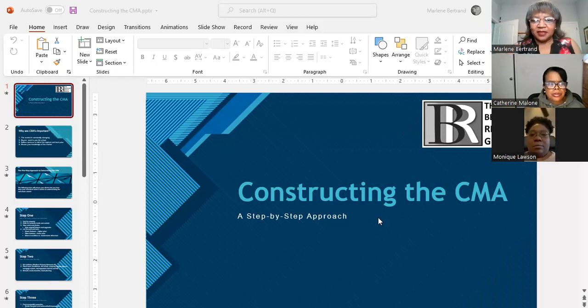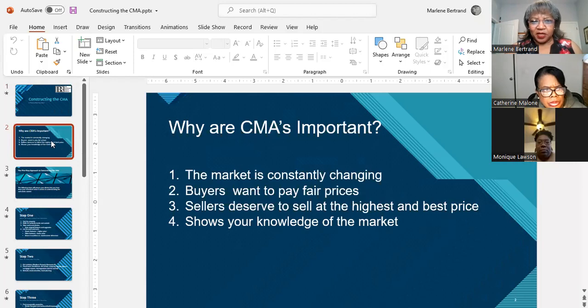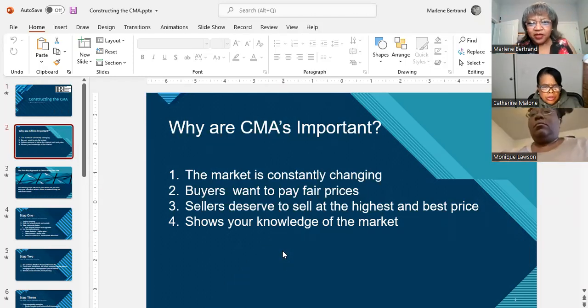Constructing the CMA, and this is going to be basically a step-by-step approach. Mostly what I want you to get out of this is understanding the CMA, so that when you get ready to create a CMA, you'll understand the data that you're collecting. So here we go. So why are they important?